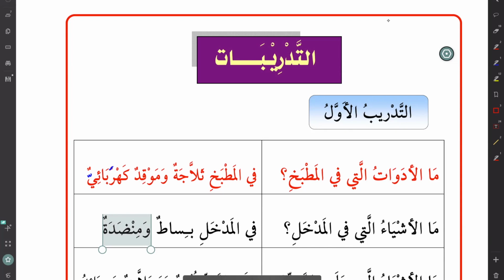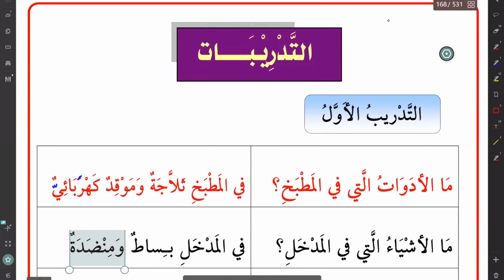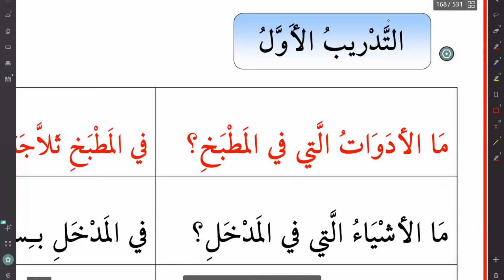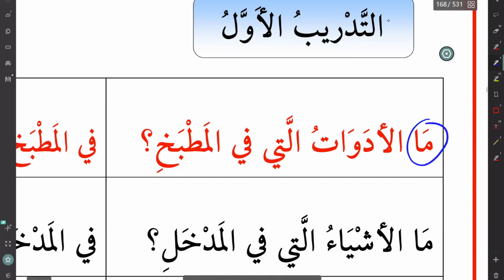So we are starting with التدريبات, the exercises. And the first تدريب, التدريب الأول. So we have ما أدوات التي في المطبخ. And ما, we understand ما is what, right? It's a question. What الأدوات.